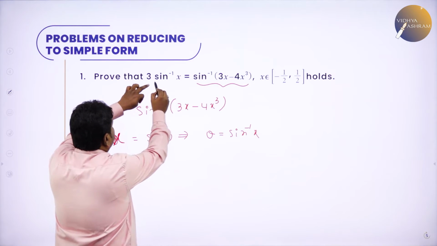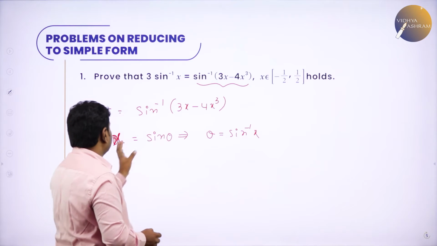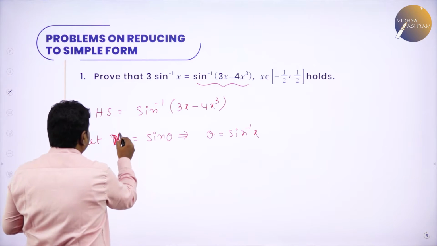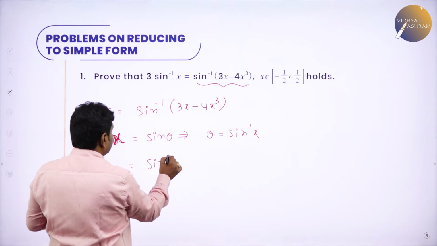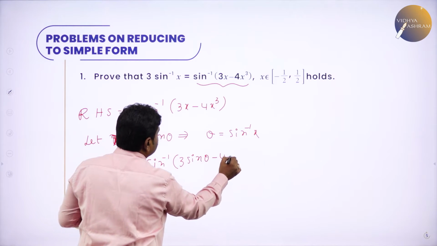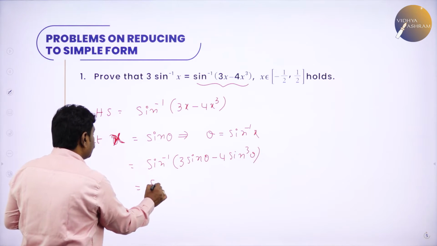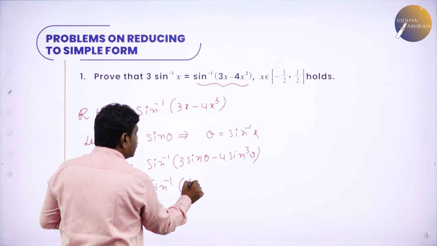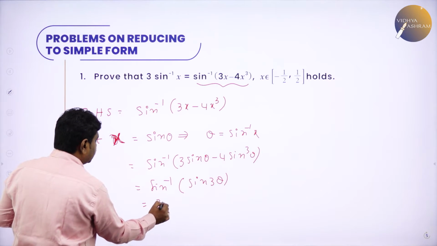Why did I decide like this? Because on the left side I saw sine inverse is there. So if I take theta as sine inverse x, then x is sine theta. Now I'll substitute: in the place of x I am assuming sine theta. So it will become 3 sine theta minus 4 sine cube theta. What is 3 sine theta minus 4 sine cube theta? It is sine 3 theta. So sine inverse of sine 3 theta becomes 3 theta.